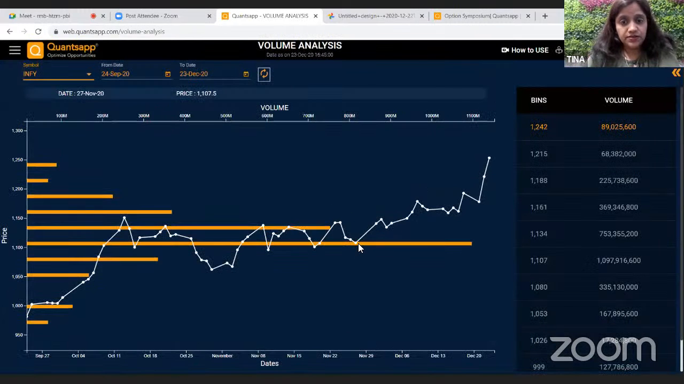Look at Infosys. It has taken the support beautifully from the 1100 zone, and now it is surpassing higher. So the trend is significant. You can see that a lot of volume cluster was taking place at this 1100 level, and now the breakout has taken place. So you already have the position getting built up, and now it's time to fire up.